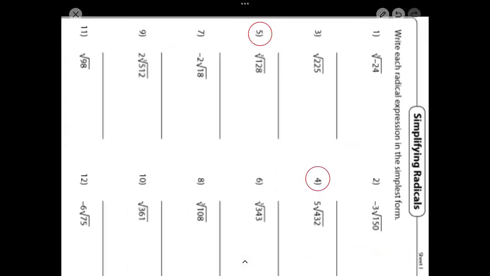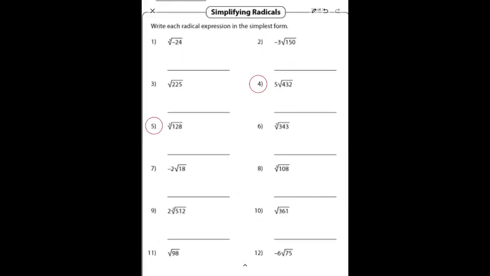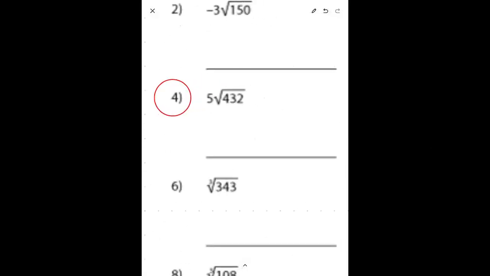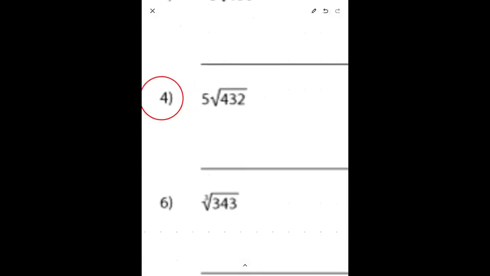Very first thing, I'm going to do number 4. This is 5 times, let's get this oriented the right way, 5 times the square root of 432. Now, first thing you need to do is factor the 432, and you need to factor it down to the primes as much as possible. So you want to factor this to the primes, and then we're going to use our knowledge of exponents to help solve this. So let me do that.